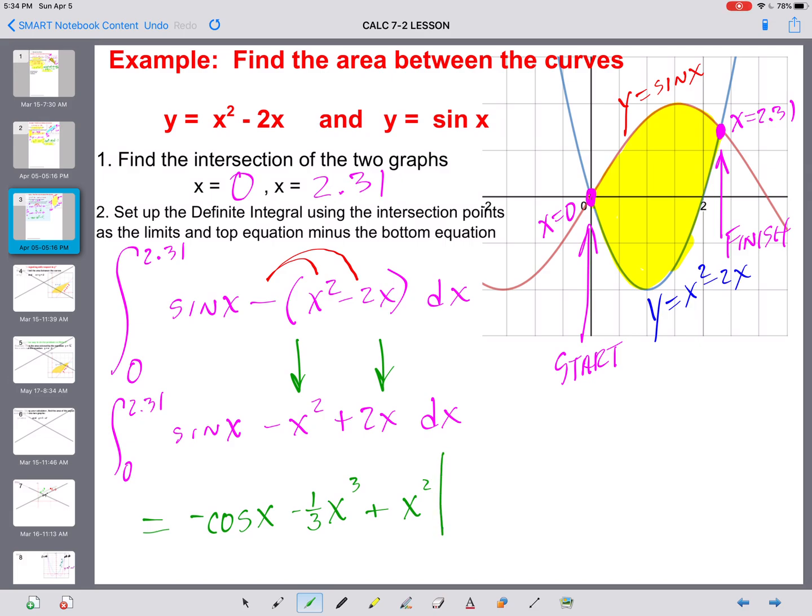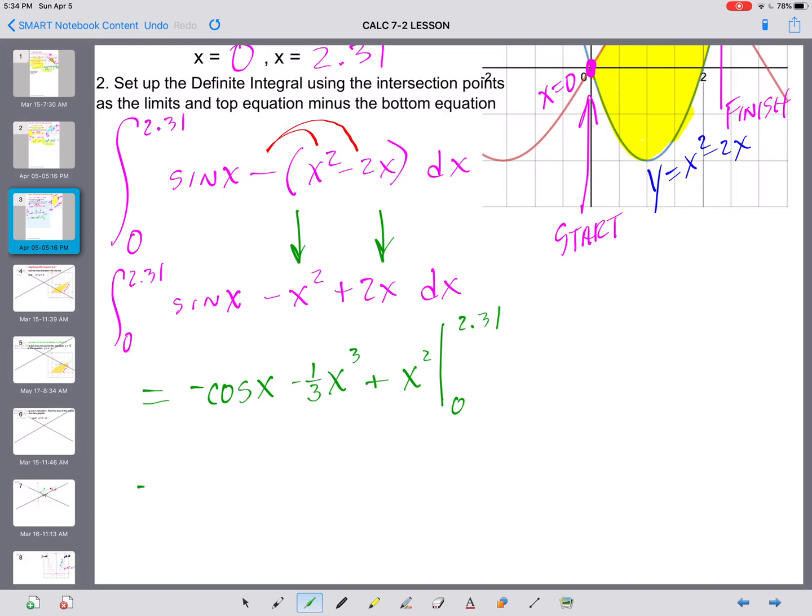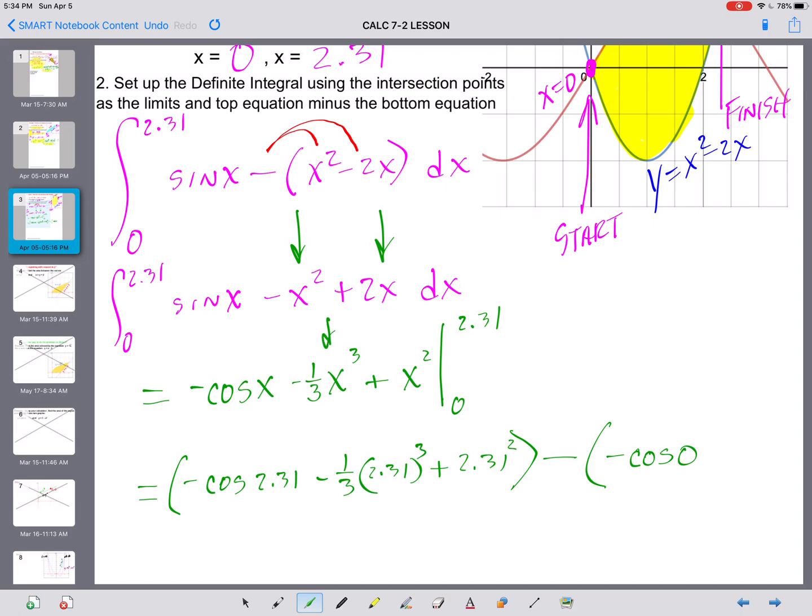Straight evaluation bar 0 to 2.31. Let's move up. Let's plug them in. I'm going to evaluate. Here we go. Negative cosine 2.31 minus 1/3 2.31 cubed plus 2.31 squared. Good. Minus now negative cosine of 0. When I plug 0 into both here and here, all I get is 0.